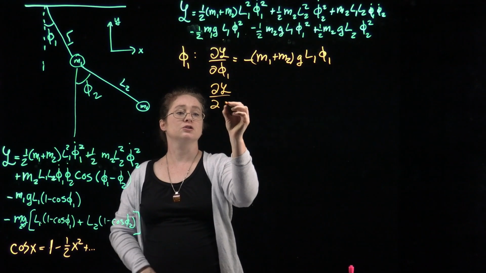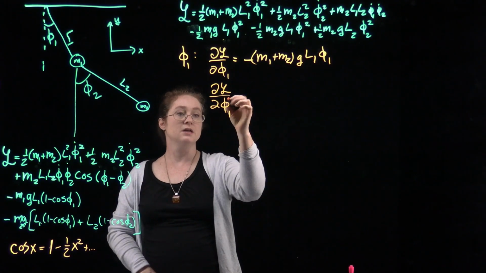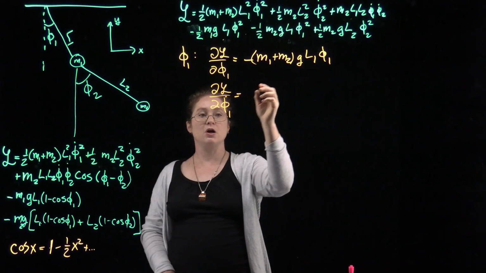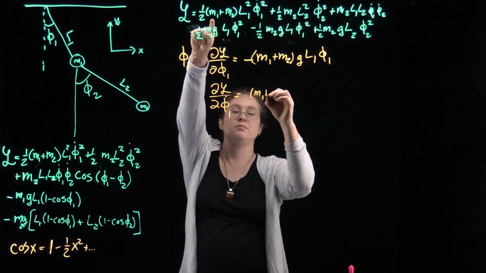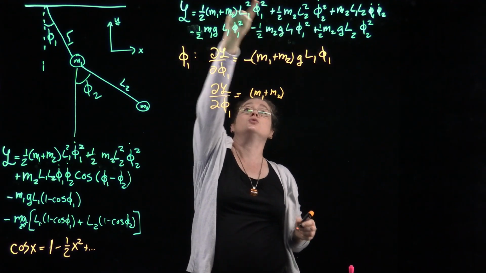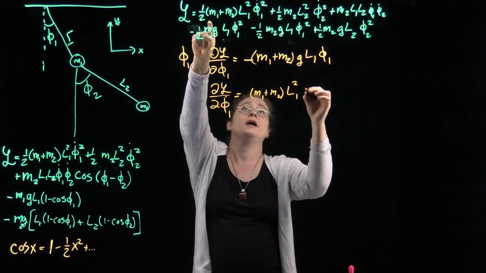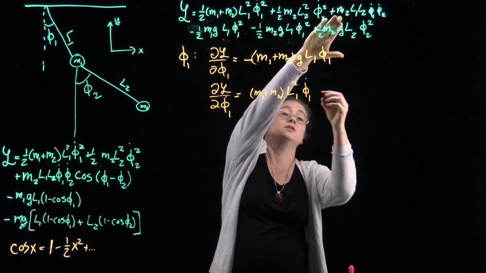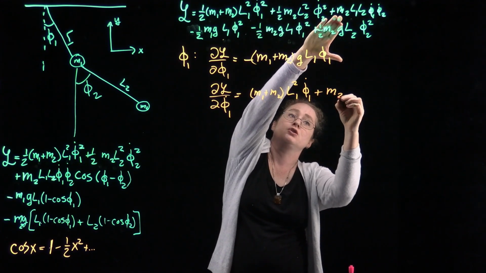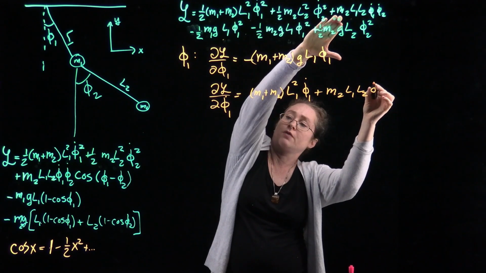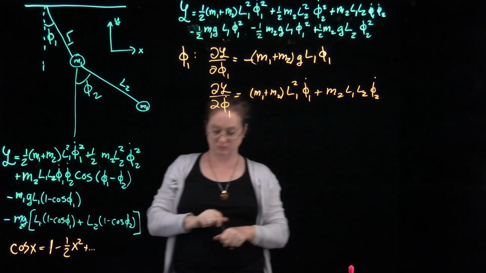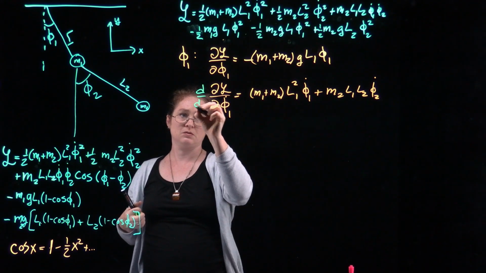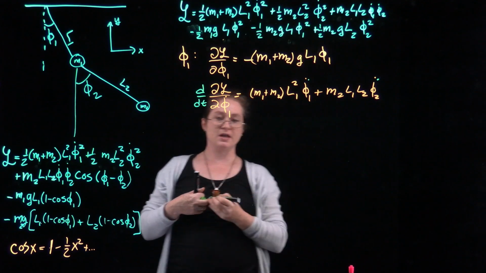Partial L partial phi1 dot is, I've got a phi1 dot here and a phi1 dot there. So I get an M1 plus M2. The 2 comes down. I have an L1 squared and a phi1 dot. And then I take the derivative of this term, so I get an M2 L1 L2 phi2 dot. And then I'm going to take the time derivative, and I add a dot to my phis.